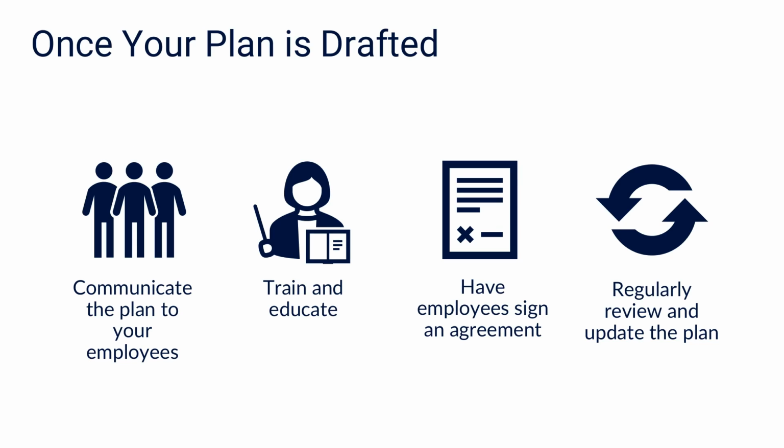Once your plan is drafted, it is time to communicate the plan to your employees, if you have them, and establish processes for submitting expense reports and supporting documentation. Train and educate your employees on the plan's requirements to ensure compliance. Have employees sign an agreement acknowledging that they understand the terms of the accountable plan and will comply with its requirements.